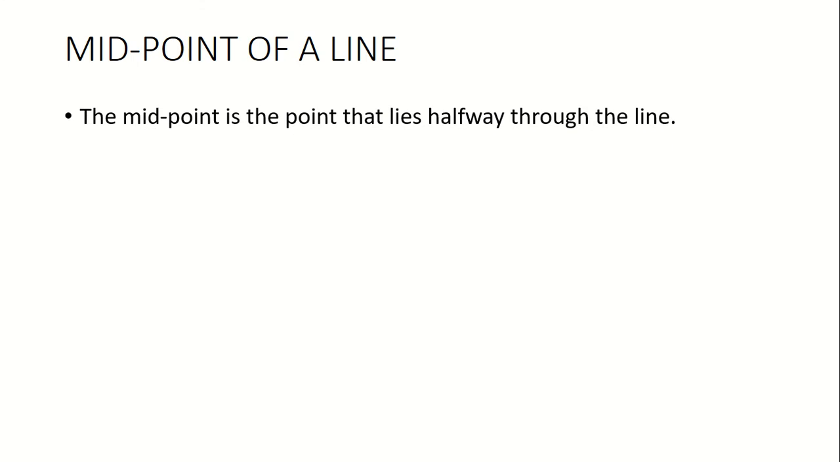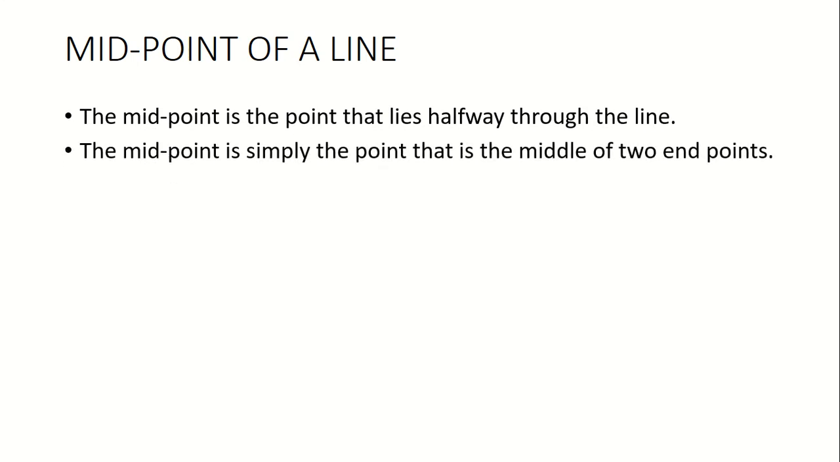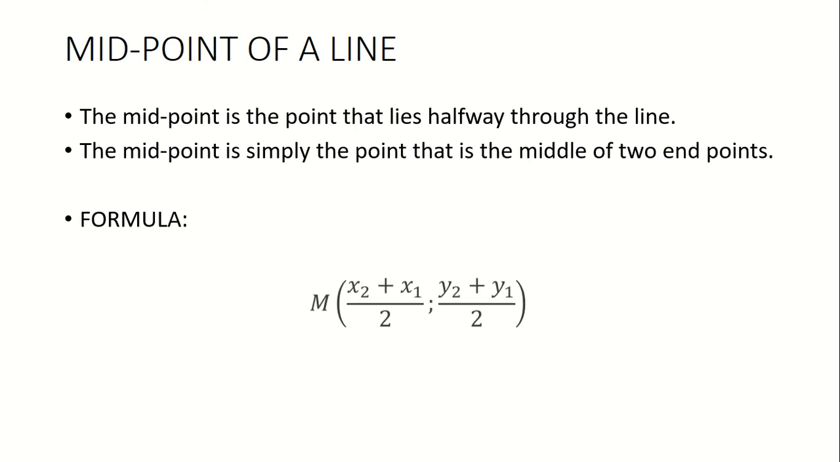Now, finding the midpoint. Midpoint is simply the point that lies halfway through the line. The midpoint is simply a point that is in the middle of two endpoints. For instance, this is the formula that you have to use. Guys, you have to know your formulas, okay? This is the formula that you have to use when you calculate the midpoint. It's simply (x2 plus x1) divided by 2, (y2 plus y1) divided by 2.